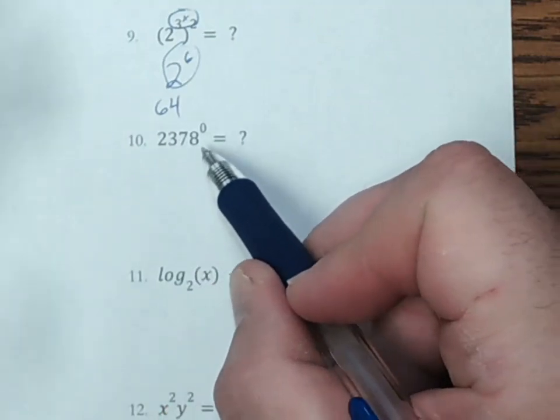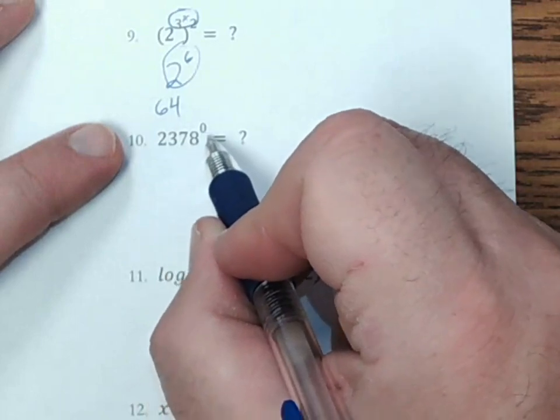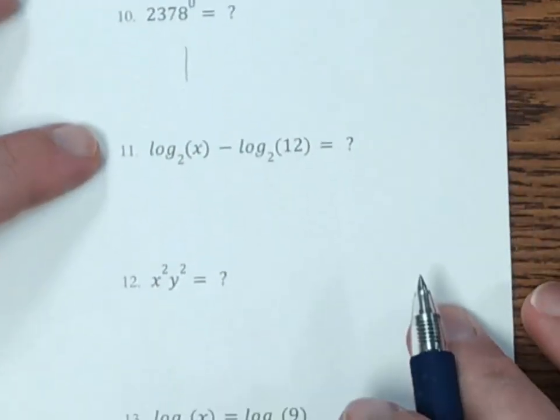Let's see. I think we've done one with the 0 in it, but we know what 2,378 to the 0 power is. It's just 1.